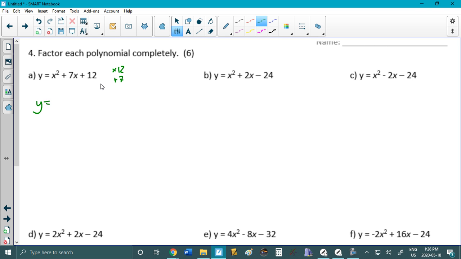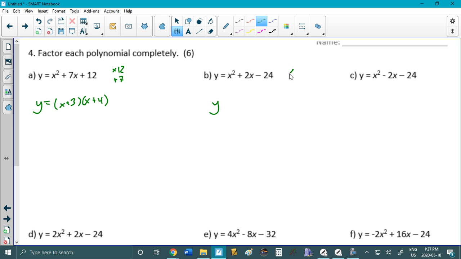So I think about numbers that multiply to 12, 1 and 12. I can't make 7. 2 times 6 is 12, but it doesn't add to 7. 3 times 4 is 12, and 3 and 4 add to 7, so we have x plus 3 and x plus 4. Remember, if you wrote x plus 4 and x plus 3, that's fine too.